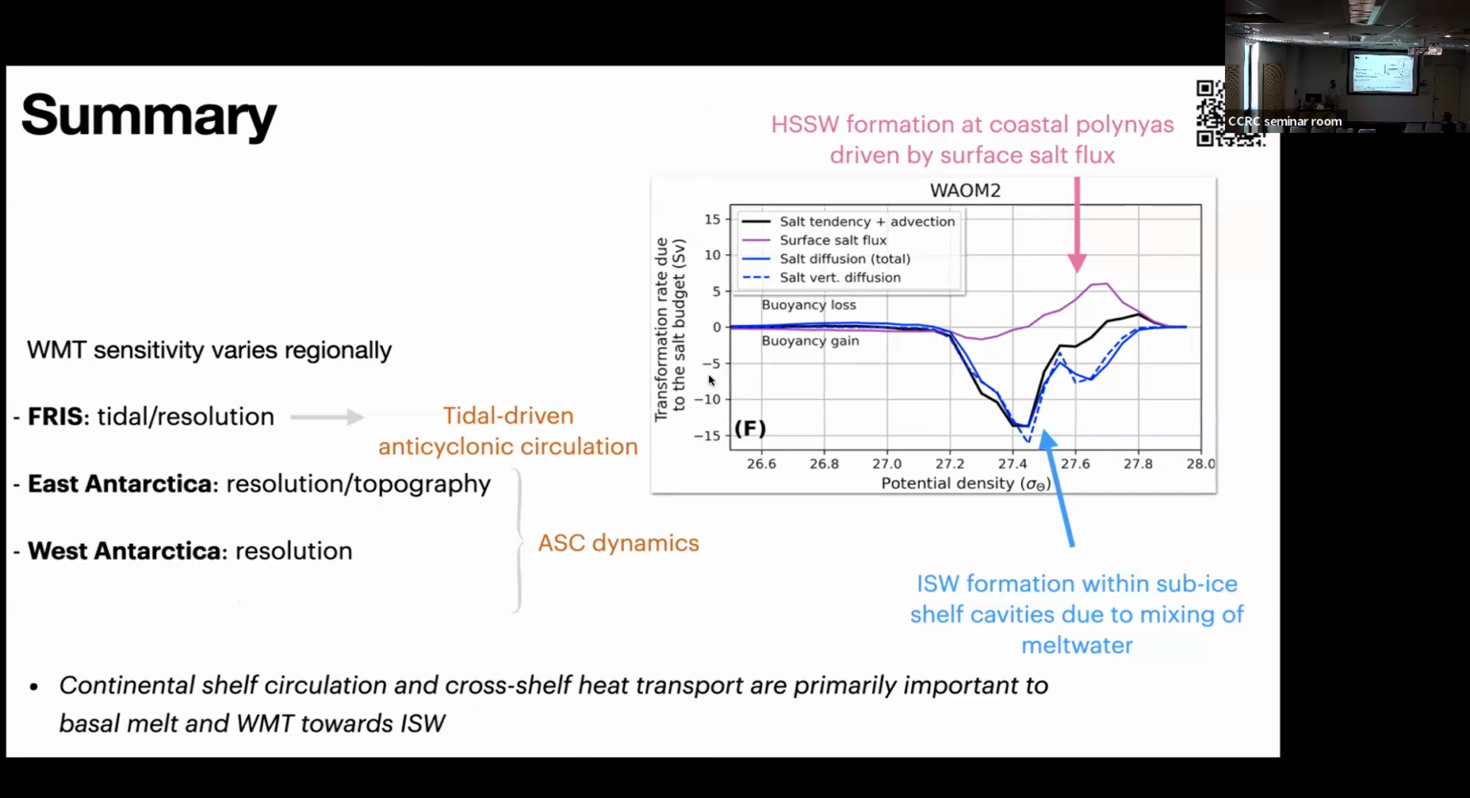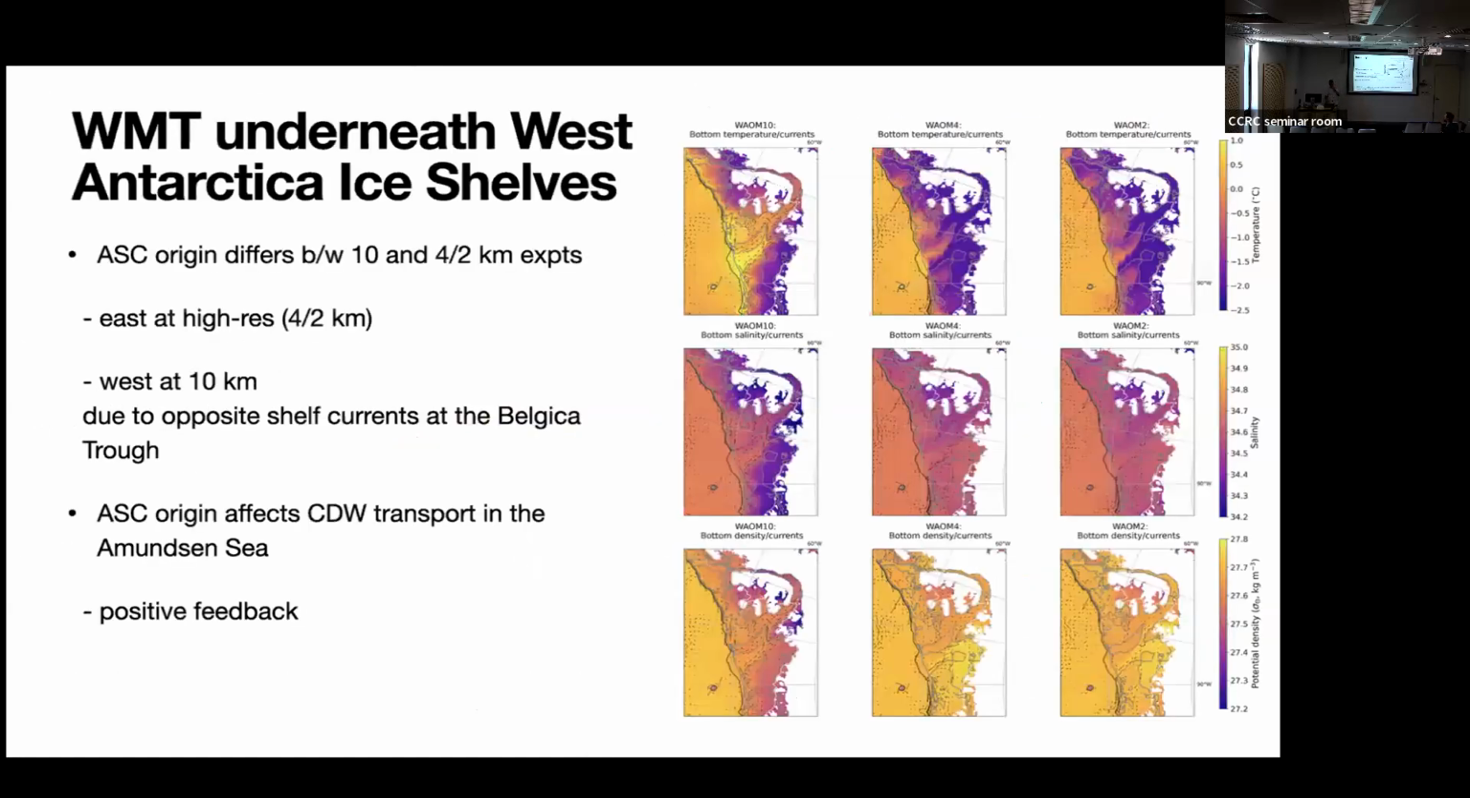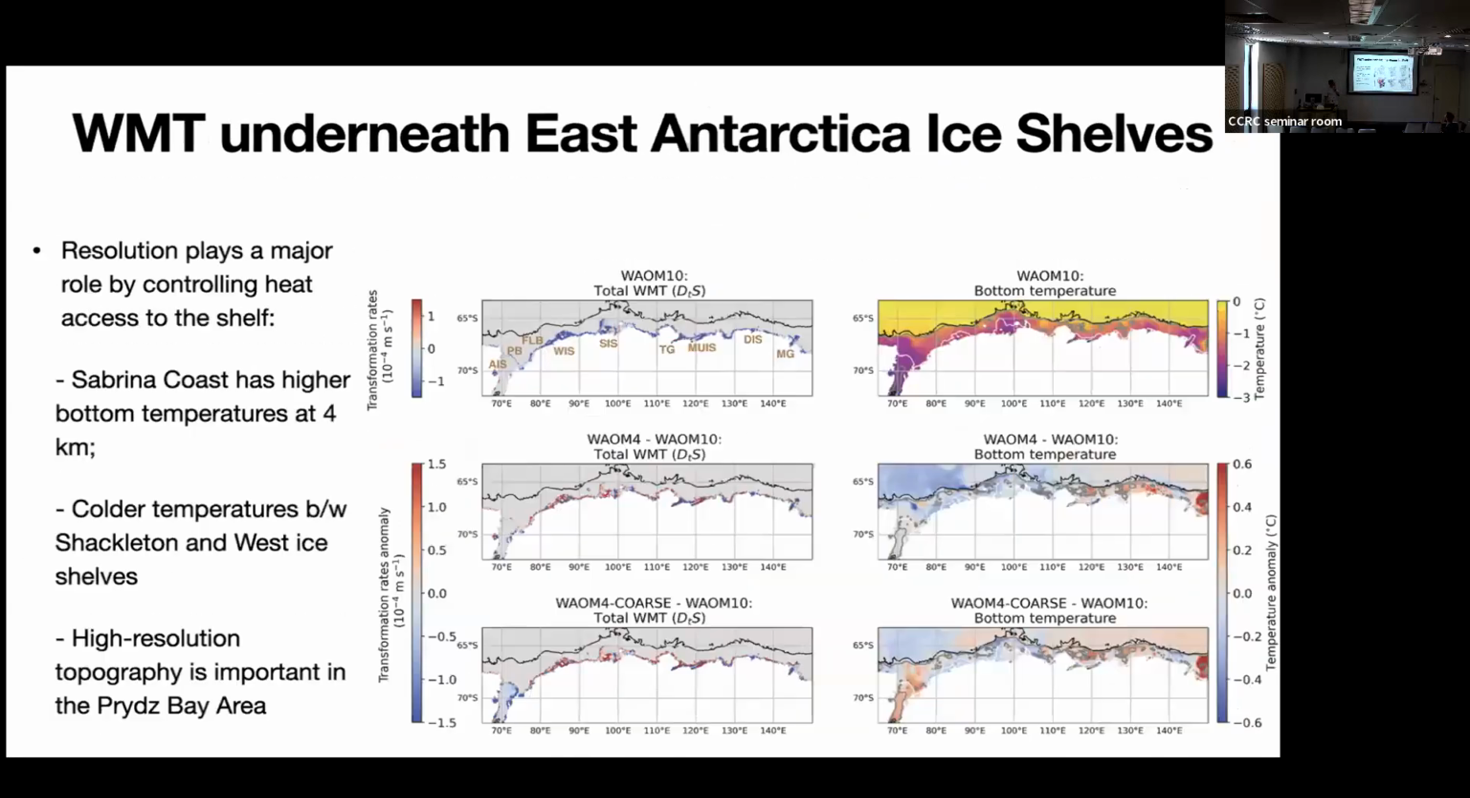I have a question. For the Filchner-Ronne ice shelf, does the tidal forcing explain like 30% or 50% of the melt? Yeah, I haven't quantified exactly how much percent, but it's pretty huge because of this feature, the anticyclone, right? It carries water across the west.